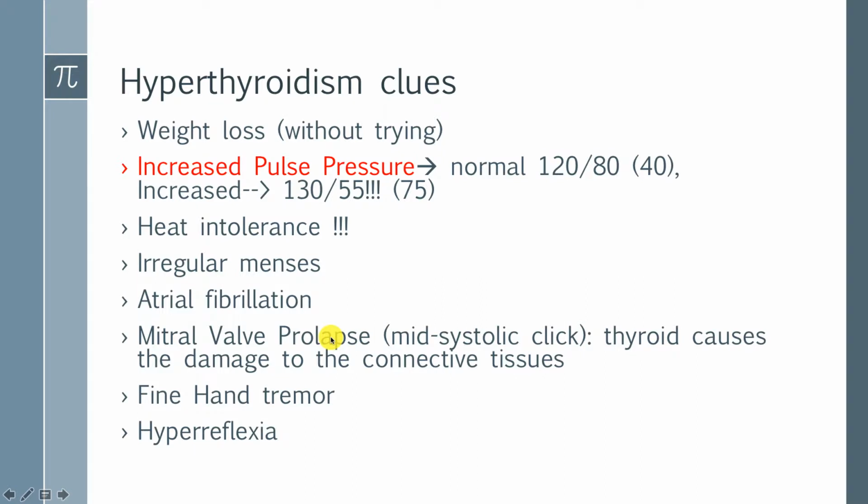The sneaky fact is that a lot of people with long-standing hyperthyroidism will have mitral valve prolapse. And how would that show up on the exam? They would say a mid-systolic click.